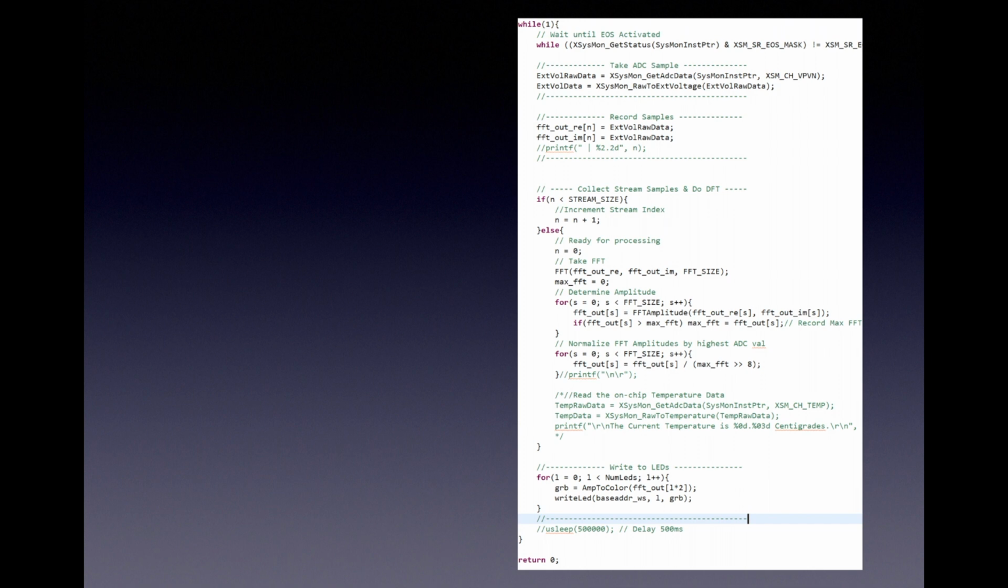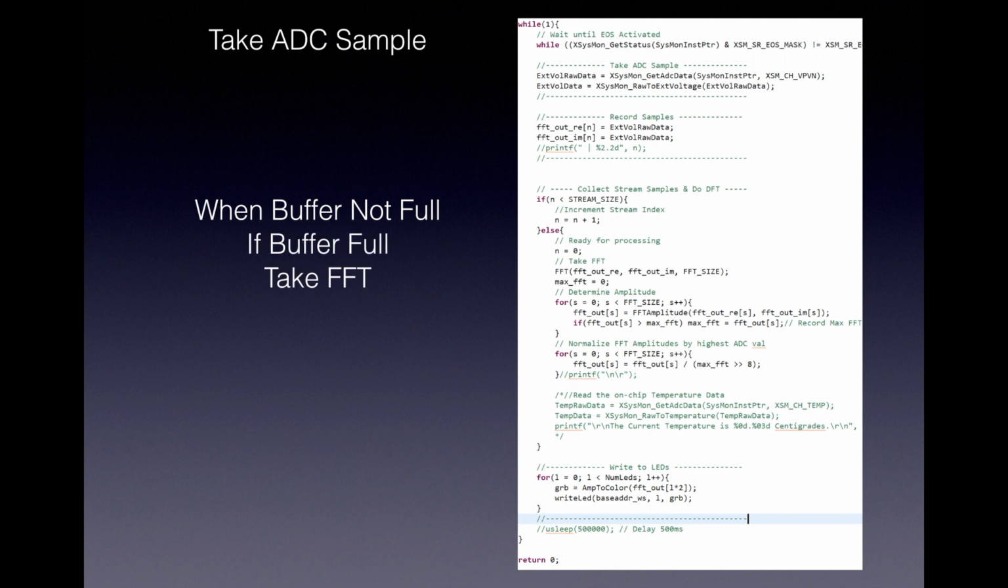Here's an overview of the C code loop used to take and display the FFT on an LED strip. First, an ADC sample is collected at the beginning of each loop. When the buffer is not yet full, the stream index is incremented. Otherwise, the buffer is full and the FFT is ready to be taken. A square root function then produces the bin magnitude, and the values are normalized according to the highest stream value recorded. Finally, the FFT values are written to the LED strip, and the cycle is then repeated.